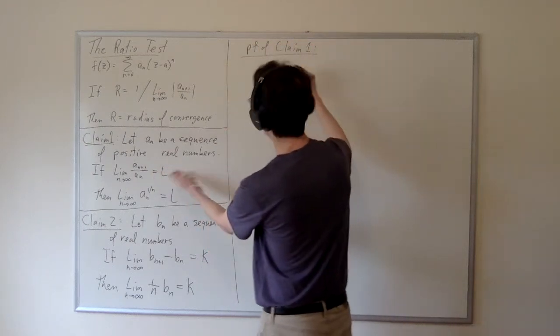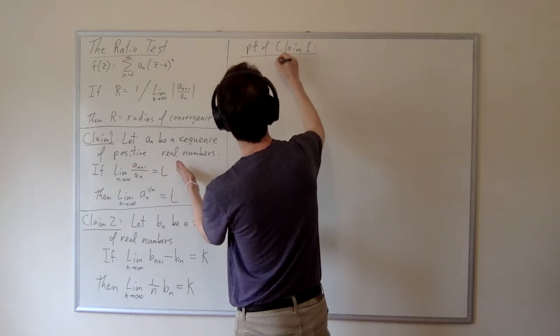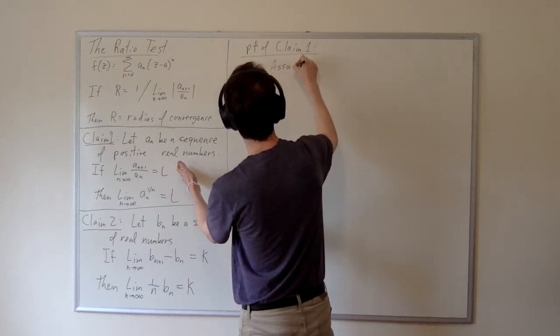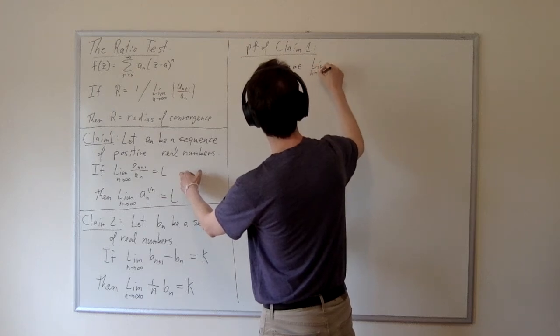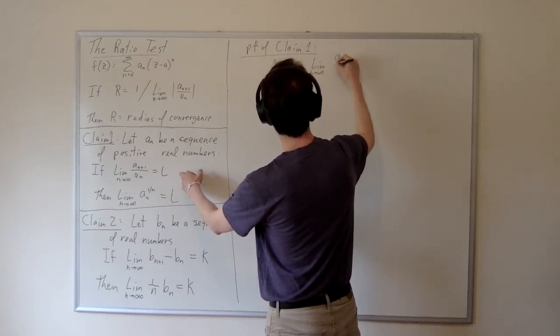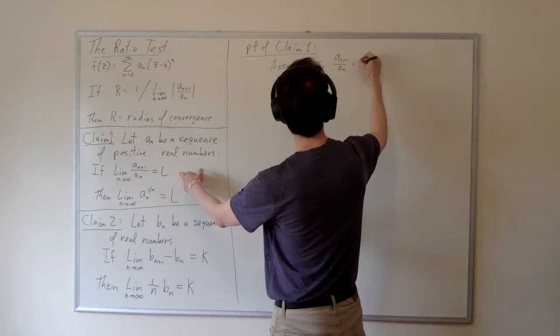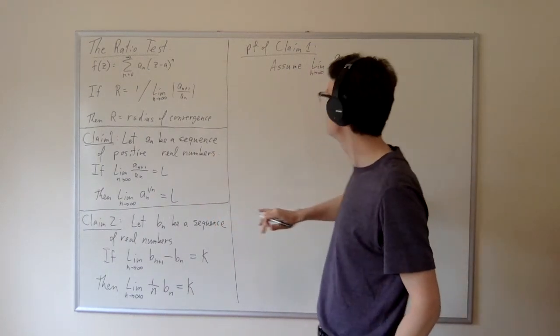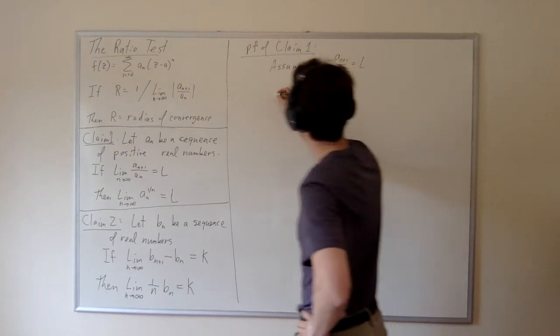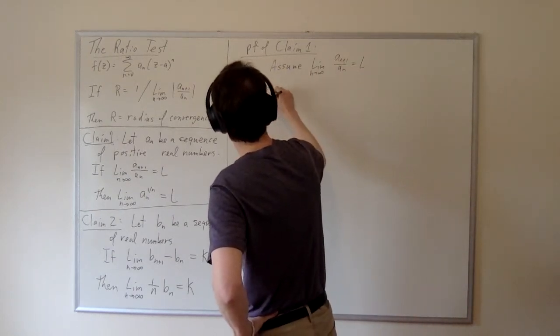So what do we get? What are we given here? So assume that the limit as n goes to infinity of a_{n+1} over a_n is equal to L. Now, in this case, remember, the a_n's are positive real numbers. So we'll take logarithms of both sides.